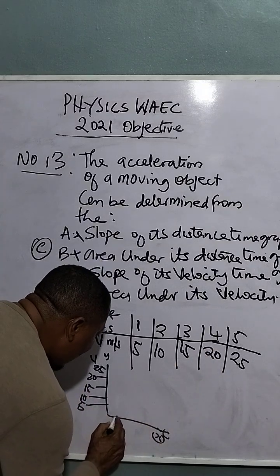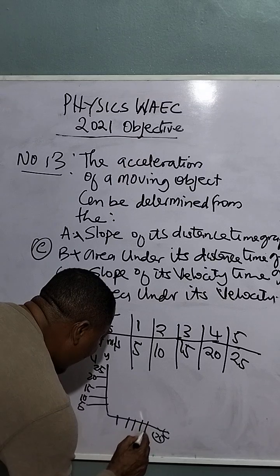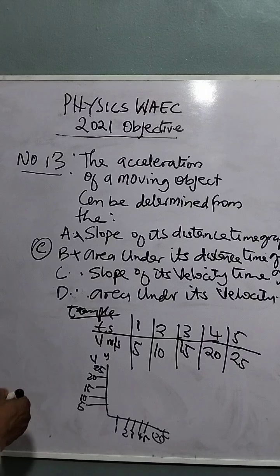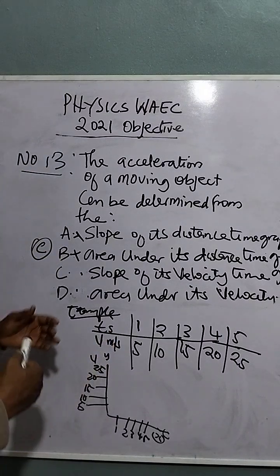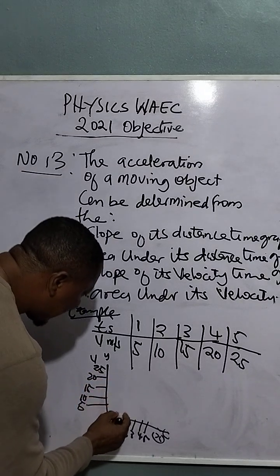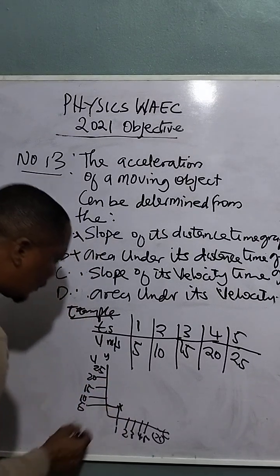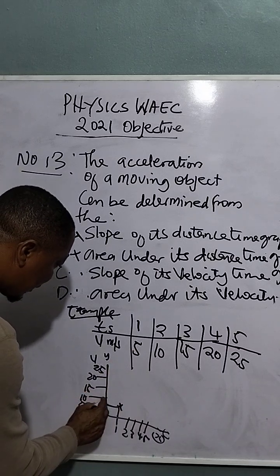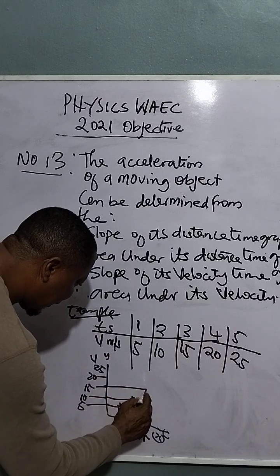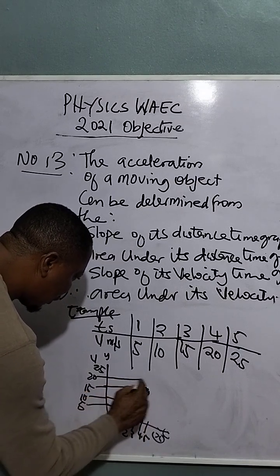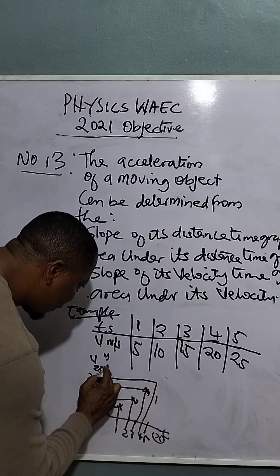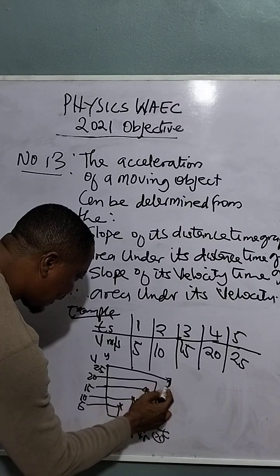The highest one is 5: 1, 2, 3, 4, 5. Very good. So when the time was 1 second, the velocity was 5 meters per second. When it was 2 seconds, it was 10 meters per second. When it was 3, it was 15. When it was 4, it was 20. When it was 5, it was 25. That is very good. So you look at it.